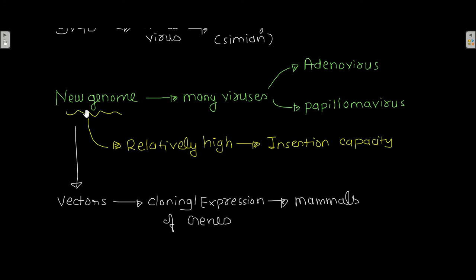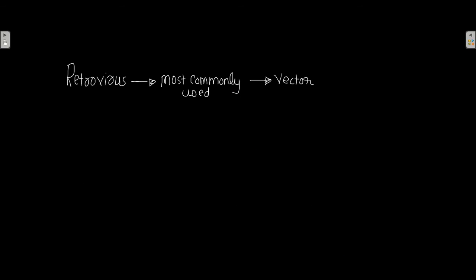The genomes of many viruses such as adenoviruses and papillomavirus, which have a relatively high insertion capacity, are used as vectors for cloning and expression of genes in mammals. Nowadays, retrovirus is the most commonly used vector for mammals.